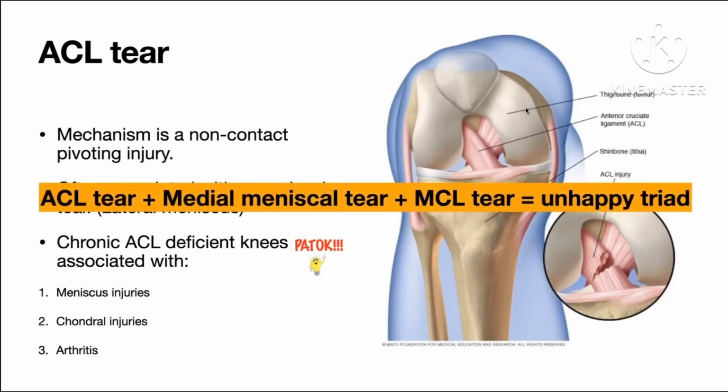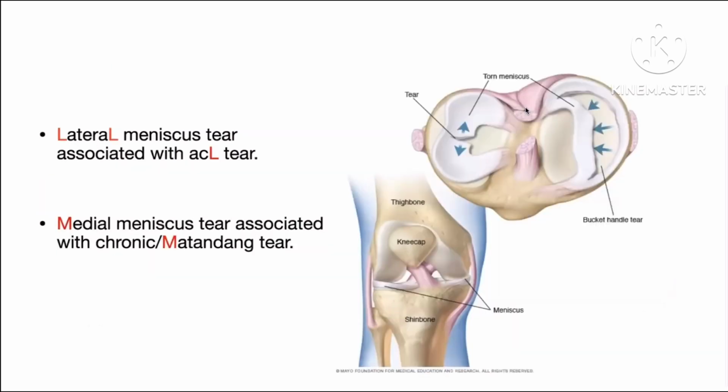So ACL plus MCL plus medial meniscal tear equals unhappy triad. How about terrible triad? Coronoid fracture plus radial head fracture plus posterior dislocation. The most common direction of dislocation for the shoulder? Anterior. For posterior dislocation of the shoulder, you will see a light bulb sign and internal rotation.